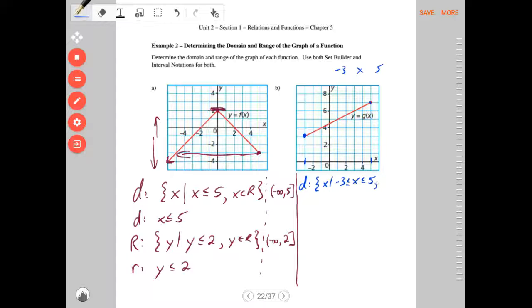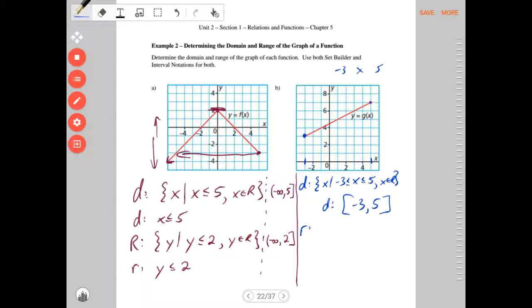Okay, once we're there, it's all the values in between, so x is an element of the reals. Okay, that's awesome. In interval notation, that's square brackets, negative 3 to positive 5. Okay, so that, of course, is the domain.